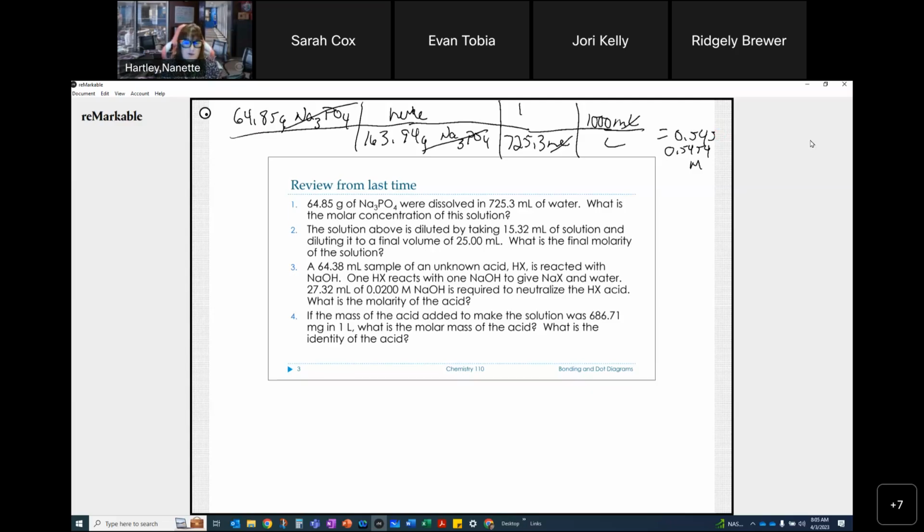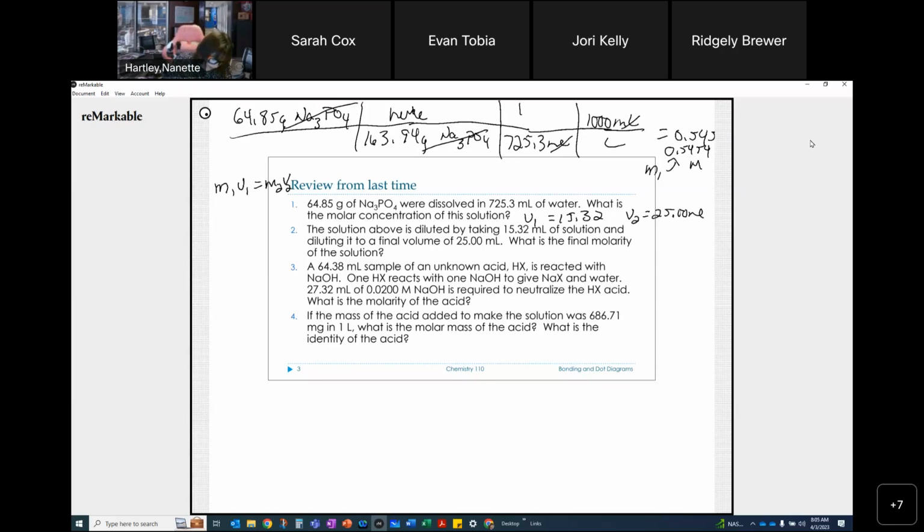If I dilute the above solution by taking 15.32 milliliters of solution and diluting that to a final volume of 25, what's the final molarity? Okay, so we're talking dilution. That's an M1 V1 equals M2 V2. My M1 is that number that I calculated right there. My V1 is the 15.32, and my V2 is 25 milliliters. So my final volume. I'm looking for M2.